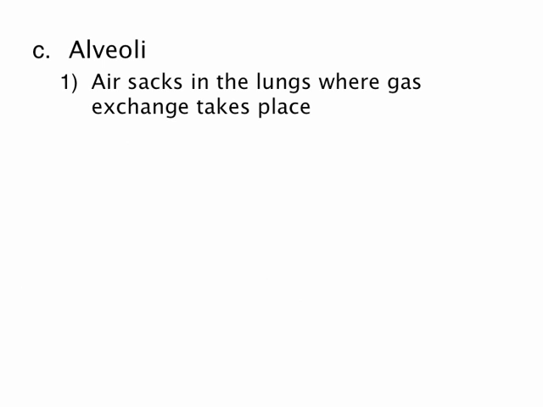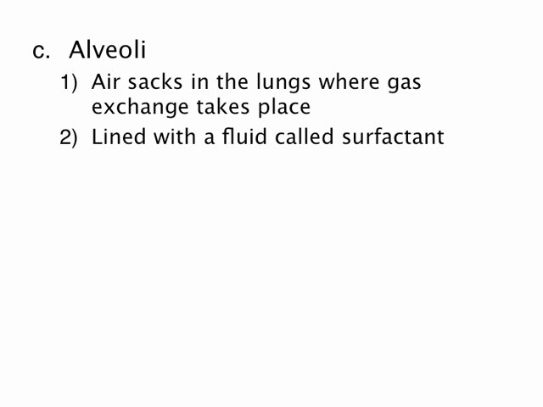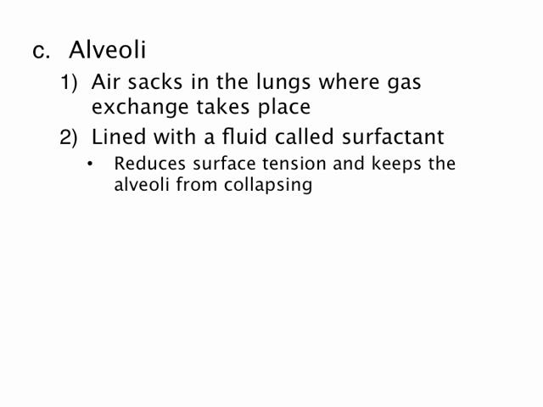Now, as those bronchioles continue to branch, they're going to eventually end up in structures called alveoli. These are air sacs in the lungs where gas exchange takes place. They are lined with a fluid called surfactant. The function of surfactant is to reduce surface tension and keep the alveoli from collapsing. Alveoli kind of look like a little bunch of grapes, and what happens is that the fluid inside of the lungs really causes the lungs to want to collapse. And with this surfactant, the surface tension is reduced and the lungs stay open and ready for gas exchange.